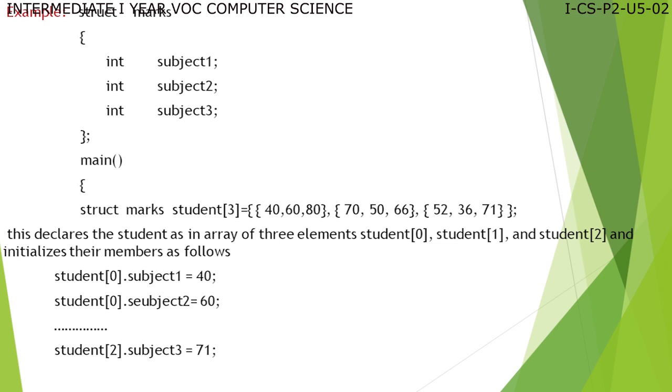Like this, student 2 of subject 1, subject 2 and subject 3: 52 for subject 1, 36 for subject 2, and 71 for subject 3 of student 2. Like this, the values will be initialized internally.